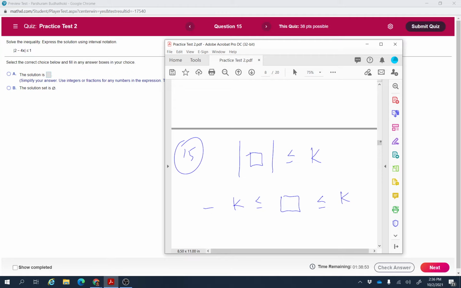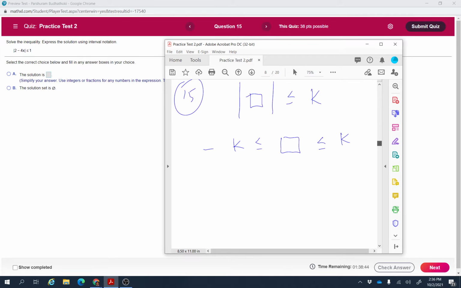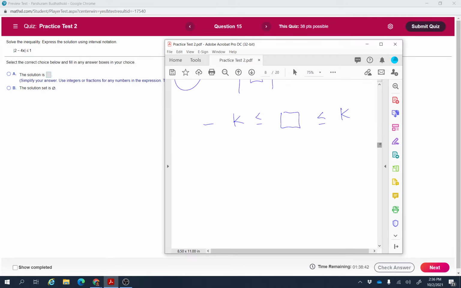Let's say you have just a greater than sign, you just use that sign only. But in this problem we have given less than or equal to 1. Remember, this box means whatever value you have given inside this absolute value sign, and k is the number you have here. In our case it's 1. Inside the box there is 2 minus 4x, and that's less than or equal to positive 1. So it's actually a three-part inequality problem. Okay, so solve this one.